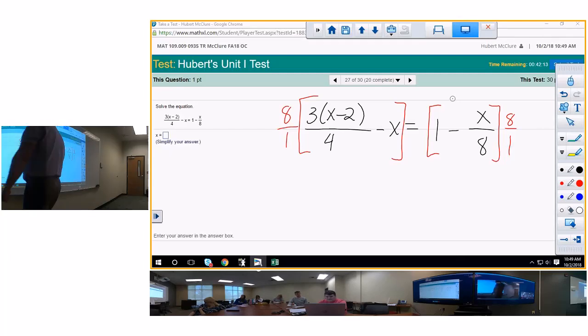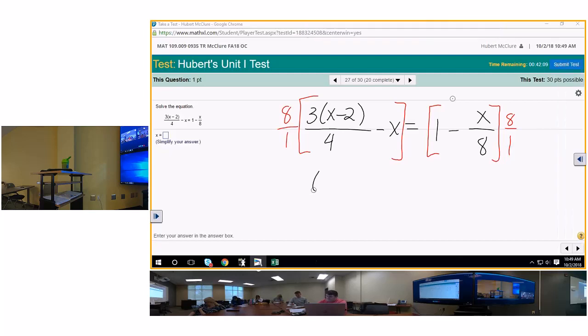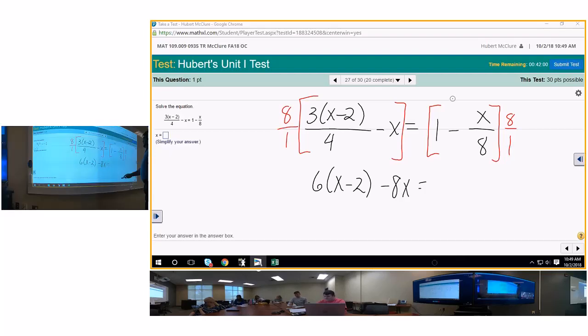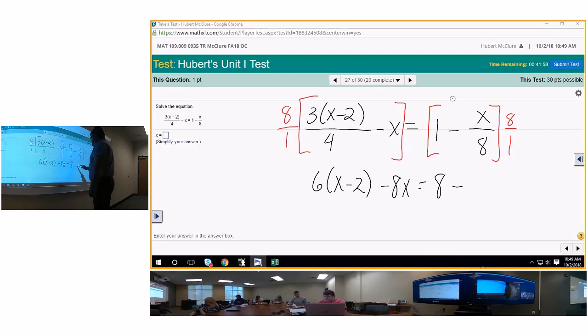So, what's 8 times 3? 24 divided by 4 is 6, times (x minus 2). Minus, what's 8 times x? 8x. 8 times (1 minus x). All right, now you can finish it.